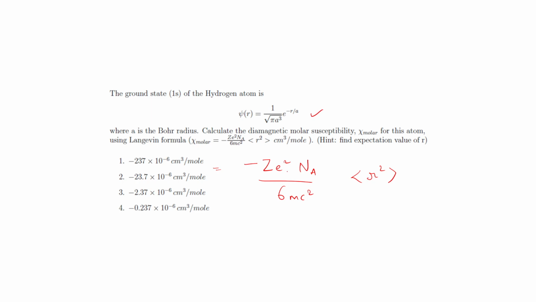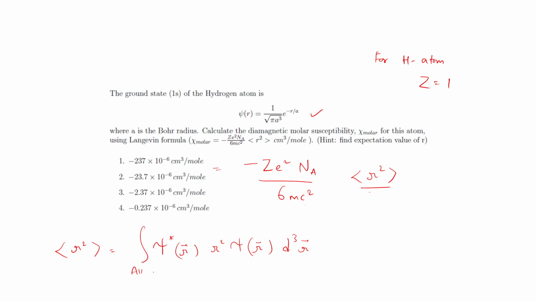Because Z for the hydrogen atom is 1, e we know, m we know, c we know, and N_A is the Avogadro's number. We basically have to find r square. So what is this r square? The expectation of r square is the integral of psi star of r, r square, psi of r, d cube r, over all space. This is what we need to find.